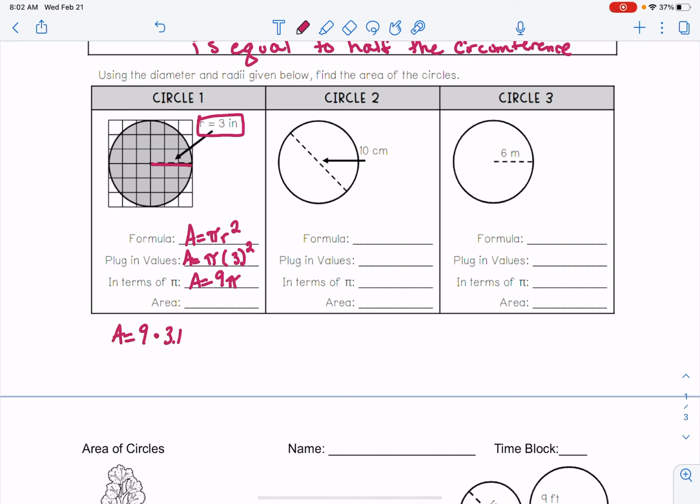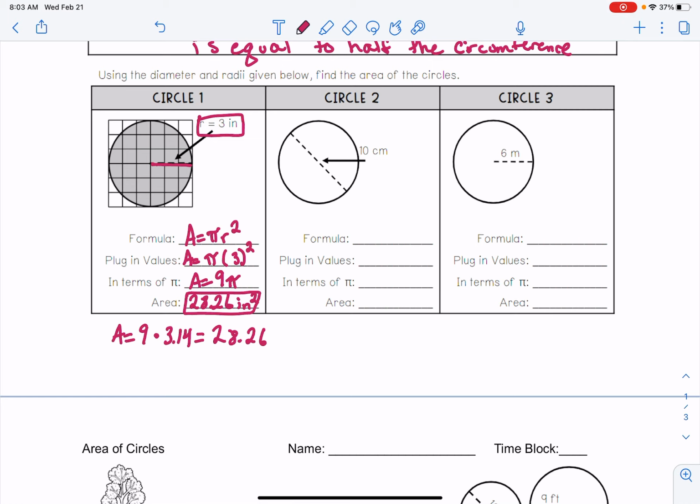So if pi equals 3.14, then I'm going to multiply my 9 times 3.14, and that's going to give me my area. So that's going to give me 28.26. So the area of my circle is 28.26. Now don't forget the label, inches squared. That's our final answer for circle 1. Let's look at circle 2.